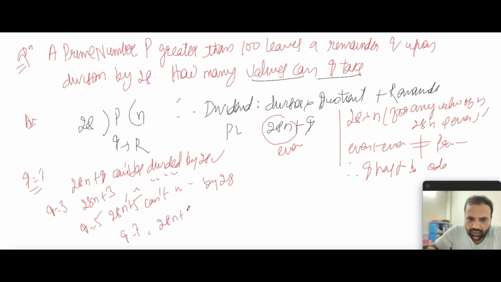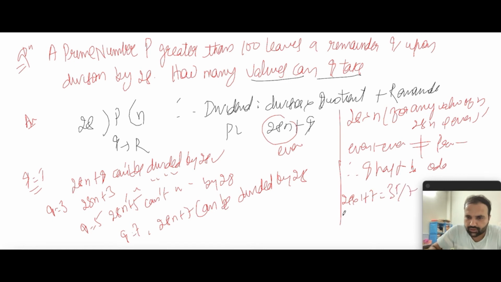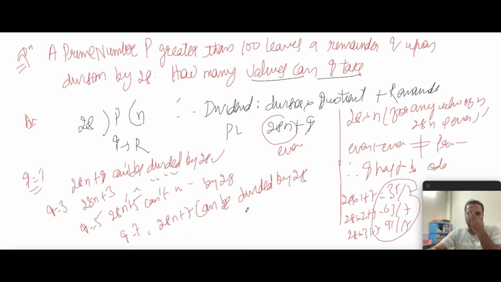So we see that 28N plus 7 can be divided by 7, isn't it? Let's check this fact. So 28 into 1 plus 7, what do we have? 35, which is divisible by 7. 28 into 2 plus 7, which is 63, divisible by 7. 28 into 3 plus 7, which is 91, divisible by 7. So we are very sure now that 28N plus 7 will be divisible. So we cannot take that.